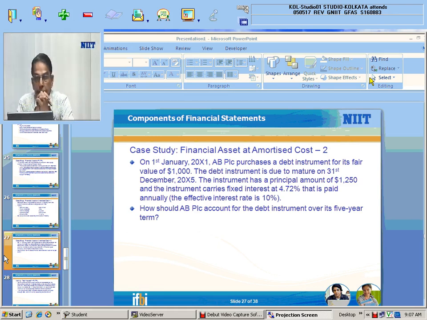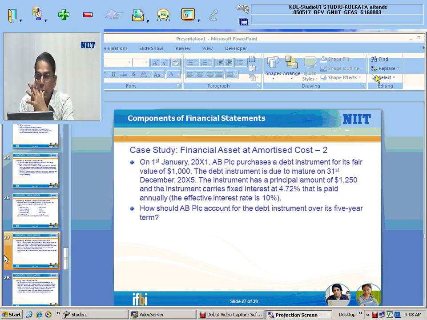On 1st of January 20X1, the company purchased a debt instrument for its fair value of 1,000. The debt instrument is due to mature on 31st December 20X5. So 5 years left for maturity. The instrument has a principal amount of 1,250 and the instrument carries fixed interest at 4.72%, which is paid annually. And the effective interest rate is 10%.